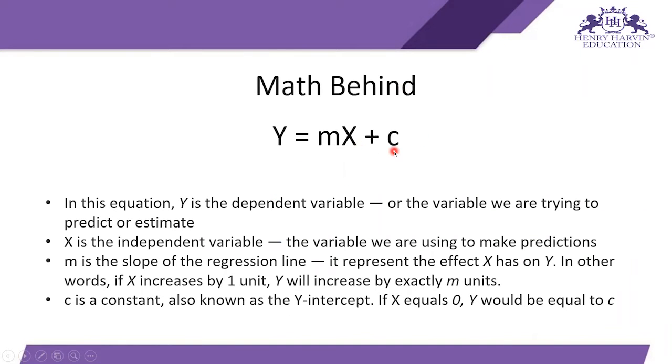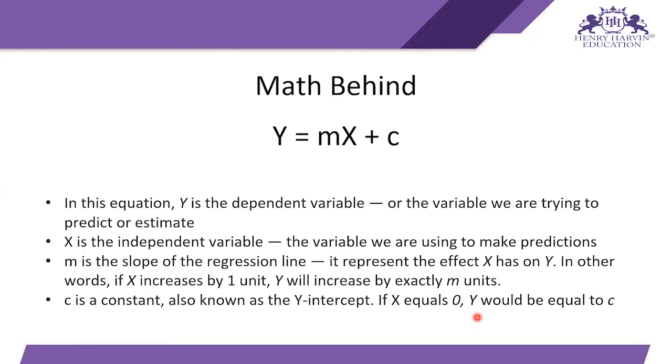y is equal to mx plus c. In this equation, y is the dependent variable, the variable which we are trying to predict or estimate. x is the independent variable, the variable we are using to make predictions, the main input of our model. m is the slope of the regression line. It represents the effect x has on y. In other words, if x increases by 1 unit, y will increase by exactly m units. c is a constant, also known as the y-intercept. If x equals 0, y would equal c.